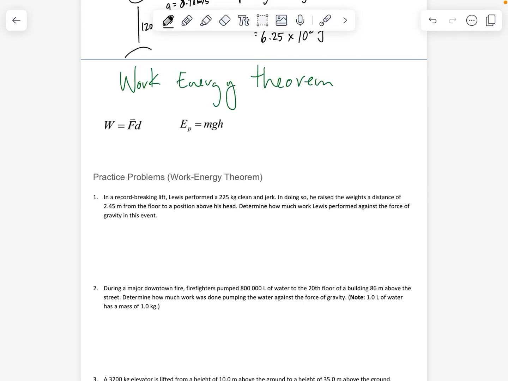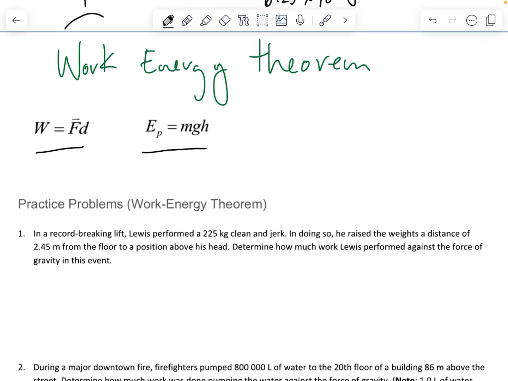In this video, we're going to go over the work-energy theorem. So we've already seen that work equals force times distance, and that the potential energy is mgh. We've gone over those in some previous videos. But what I want you to recognize is that the work is in joules and the potential energy is in joules, right? So those two values are both joules.